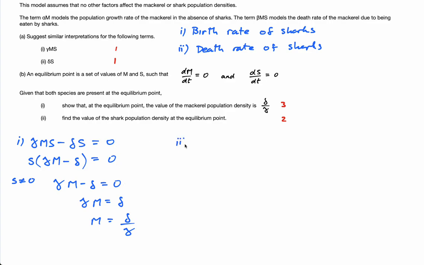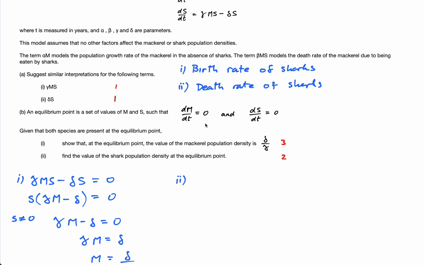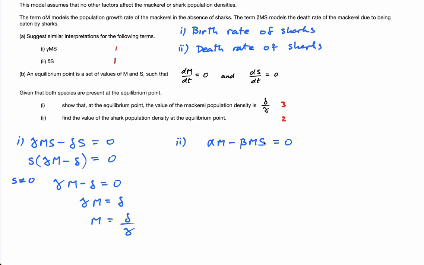Part II. Find the value of the shark population density at the equilibrium point. So this is basically the same thing, but we're going to find S. So I'm going to say alpha M minus beta MS equals 0, and we're going to find S. Same thing, M times (alpha minus beta S), this is factorizing, equals 0. M is not equal to 0, for similar reasons. We know there's some mackerel there.